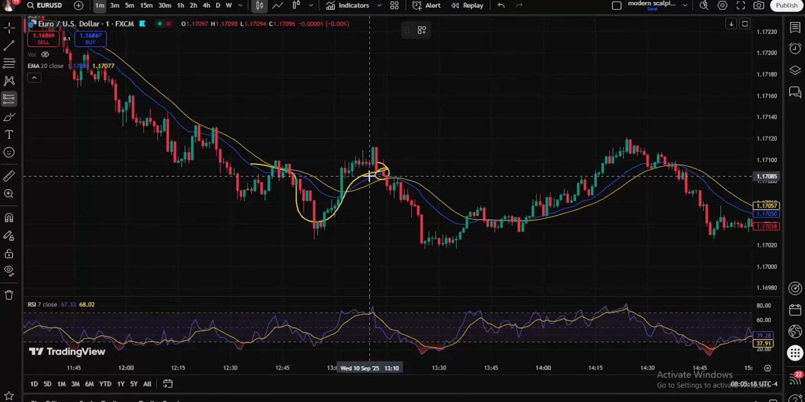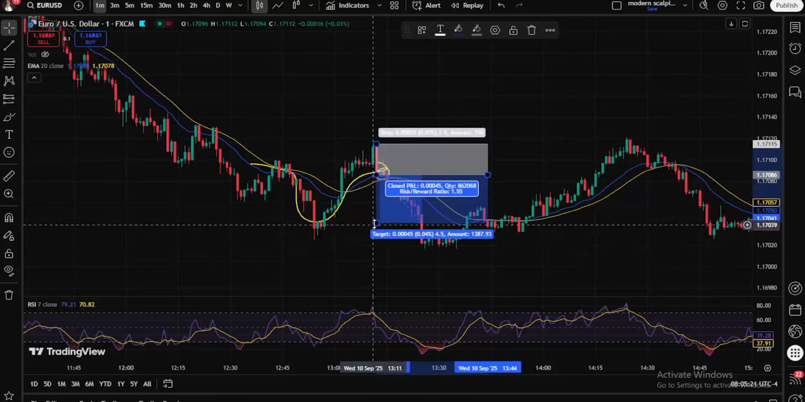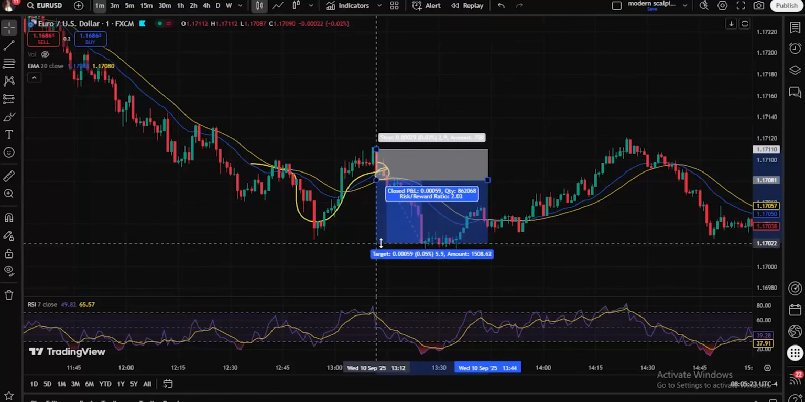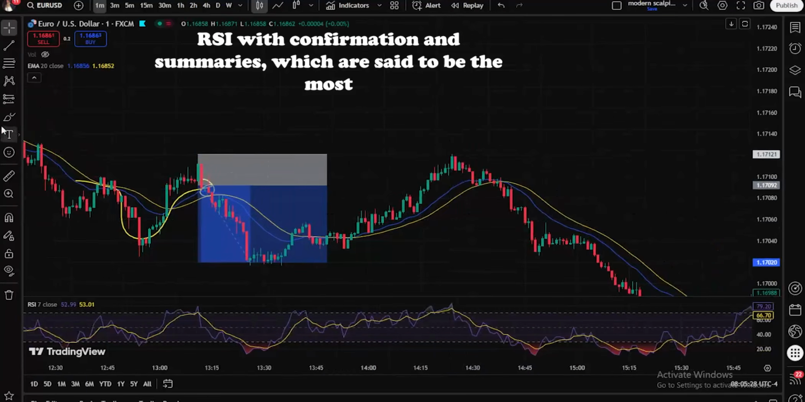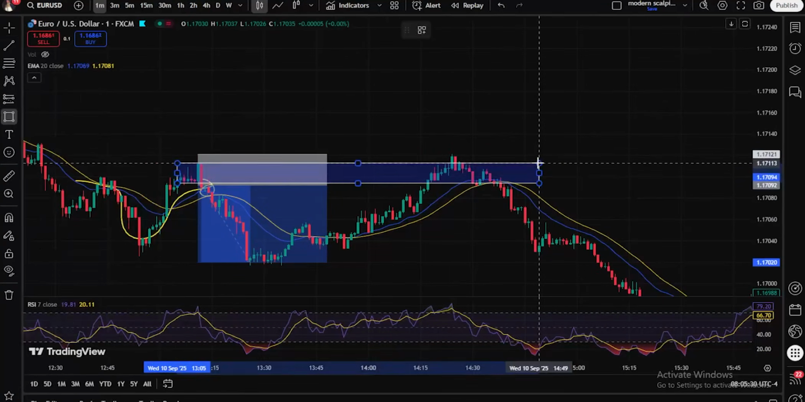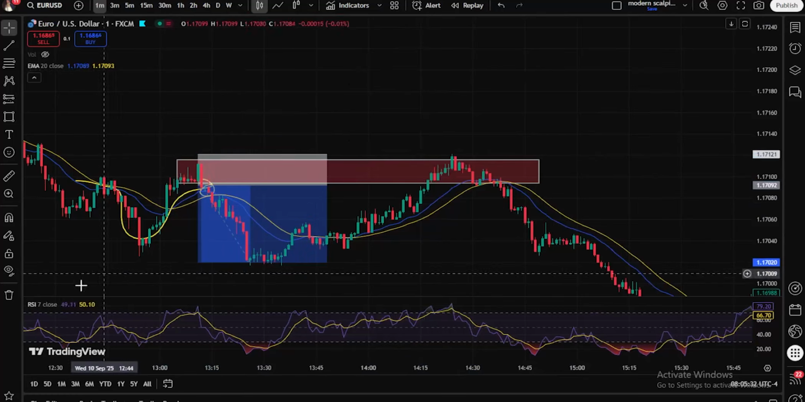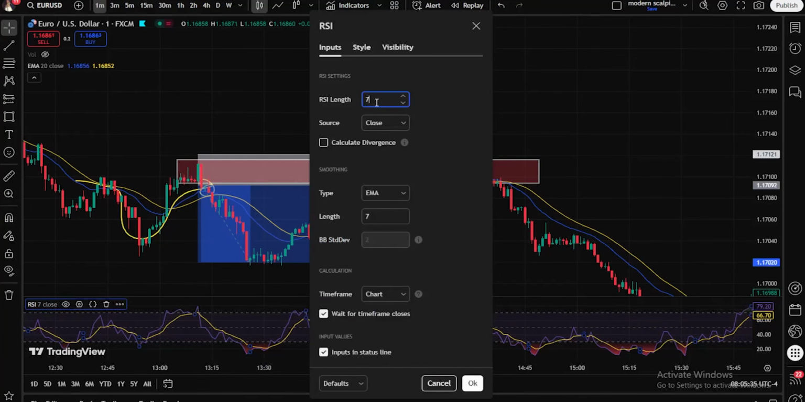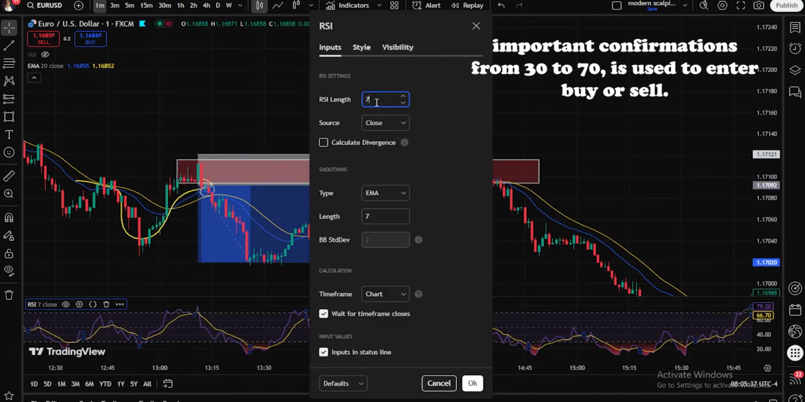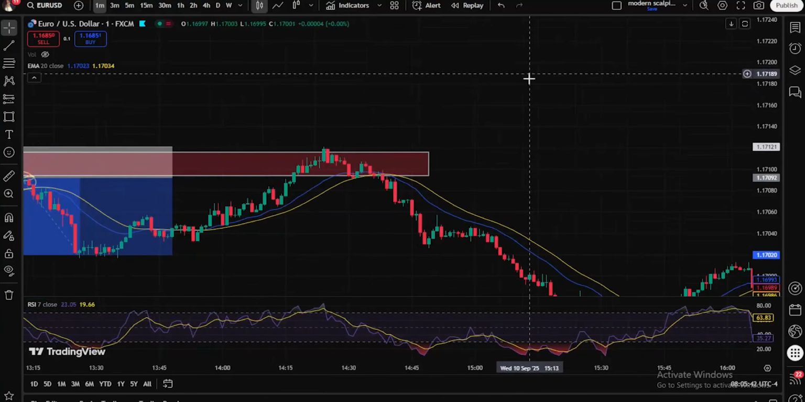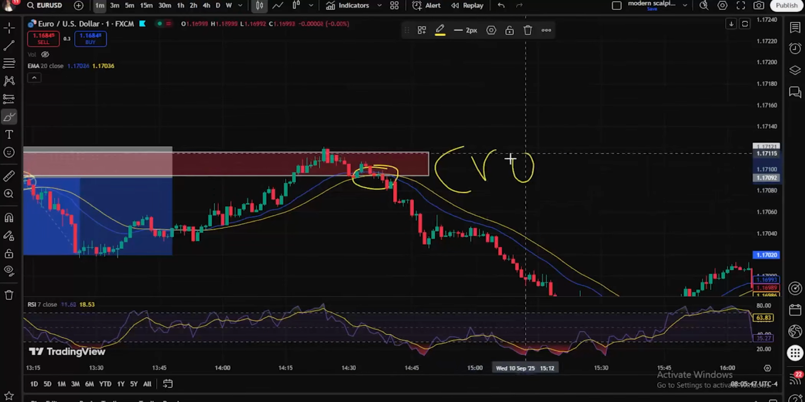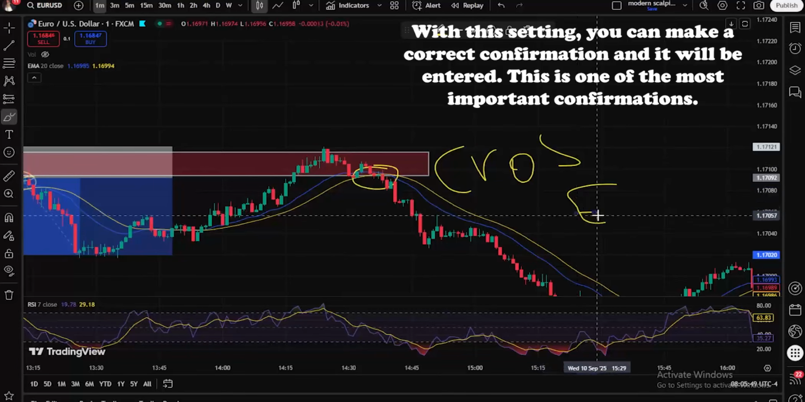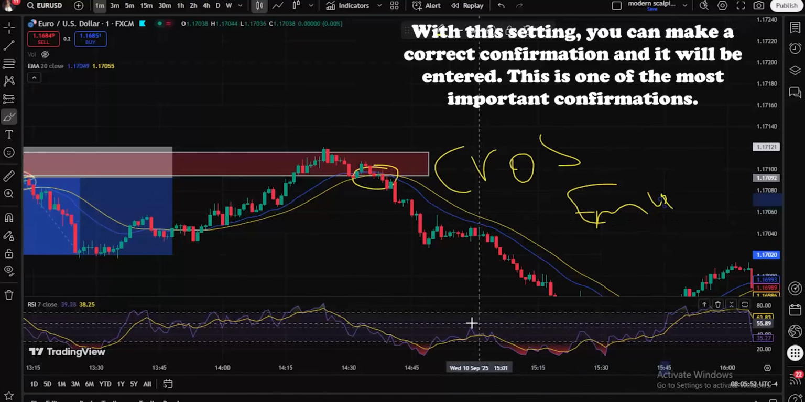Part 3. The role of RSI in filtering signals. The RSI, or Relative Strength Index, is one of the most widely used indicators in technical analysis. It fluctuates between 0 and 100 and shows whether the market is overbought or oversold. Usually, if the RSI is above 70, it means that the market is overbought and a correction or decline is likely. If it is below 30, it means that the market is oversold and an upward movement may soon begin.